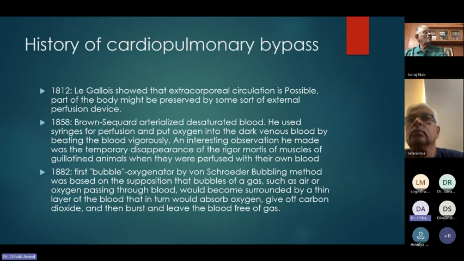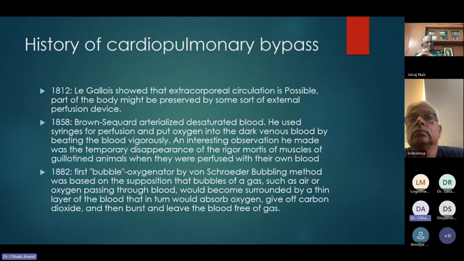History of cardiopulmonary bypass. In 1812, Le Gallois showed that an extracorporeal circuit is possible. Part of the body might be preserved by some sort of external perfusion device. In 1858, Brown-Séquard used arterialized desaturated blood. He used syringes for perfusion and put oxygen into the dark venous blood by beating the blood vigorously. An interesting observation he made was the temporary disappearance of rigor mortis of muscle in animals when they were perfused with their own blood.